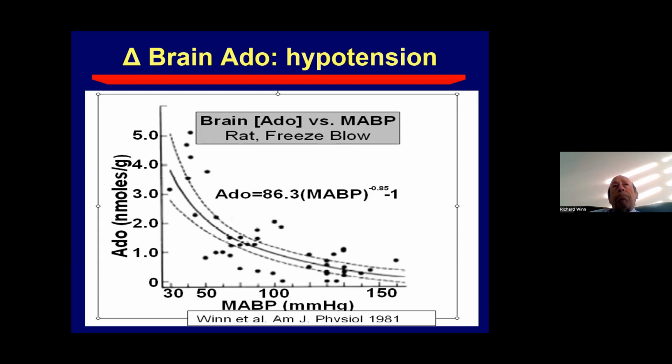Next, we looked at hypotension. To look at hypotension, we had 60, 80 rats. We dropped an individual rat's pressure 10 millimeters of mercury, 20, and so forth, all the way down within and below the autoregulatory range, which is usually said to be 140 to 70.